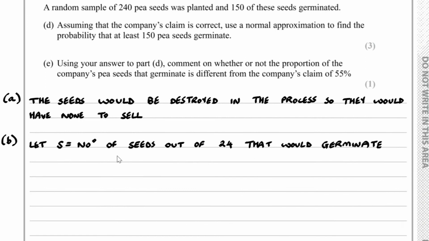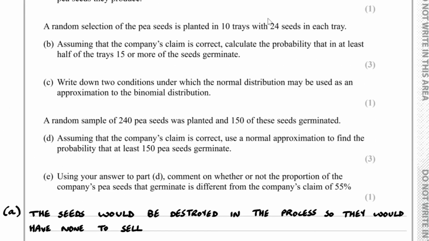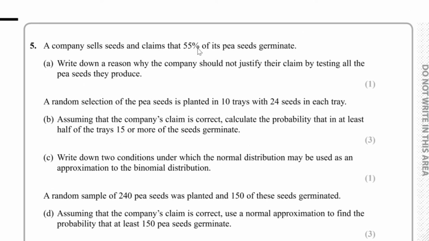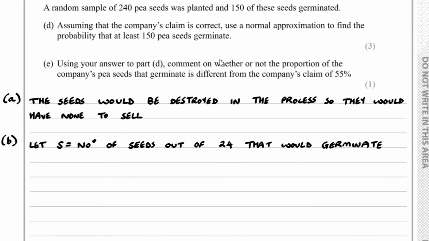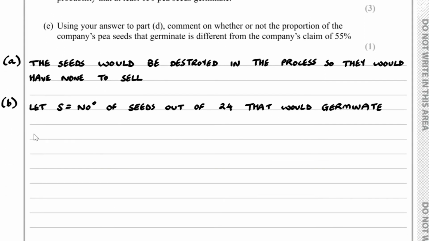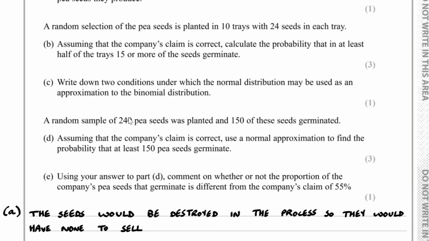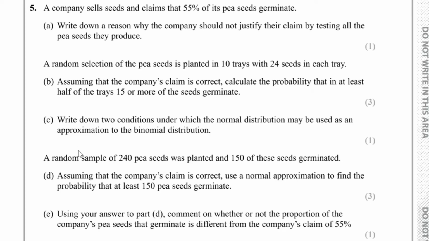Well, for part B, let S equal the number of seeds out of 24 that would germinate. Now, because we've got 24 seeds, the probability that the seeds germinate is 0.55, that remains fixed. Each trial is independent of another, so we have here a binomial. S follows a binomial distribution with parameters 24 and 0.55. Now, in this question, we have a binomial within a binomial.